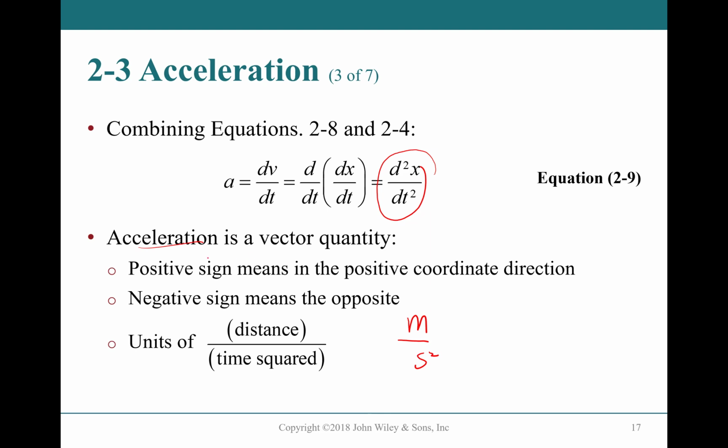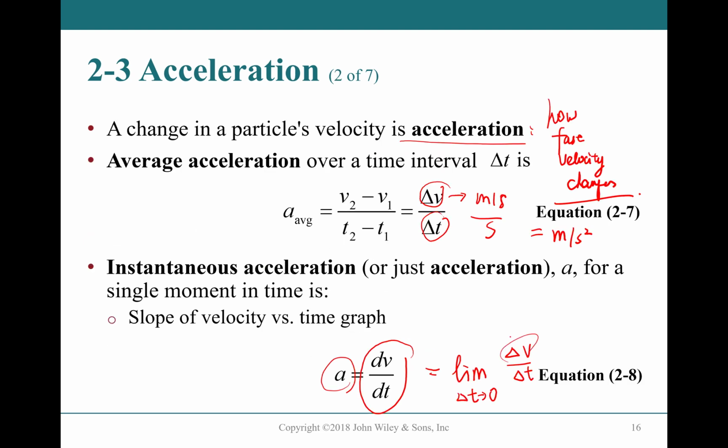And then acceleration is also a vector quantity. The positive sign means the positive coordinate direction, negative sign means the opposite. So acceleration also has direction because your V has direction. Remember, time by convention does not have direction, okay? You cannot travel back in time, so you can only travel forward in time.